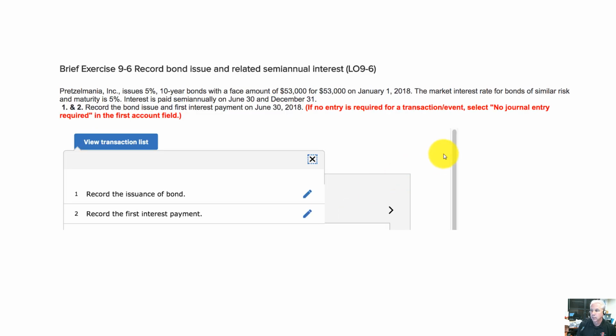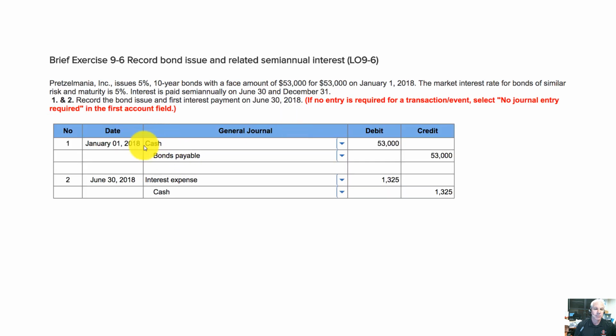Beautiful. So now it says Pretzamania issues 5% 10-year bonds, face amount 53 for 53. So that means basically these issued out at face value. The market rate of similar bonds is 5%, which makes sense because that's equal to the stated rate. Interest is paid semi-annually on June 30th and December 31st. Record the bond issue and the first interest payment on June 30th. So they issued the bonds at 53. So what did they get for the bonds? They got cash, right? So debit cash, credit bonds payable for 53.